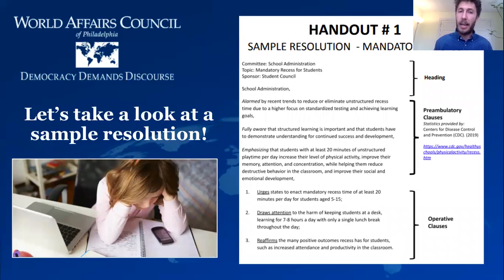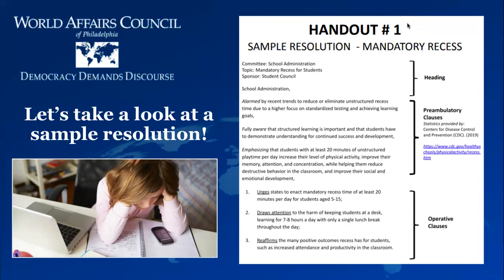There are 3 sections to a resolution: the heading, the preambulatory clauses, and the operative clauses. Each of these sections is equally important to each other, and so all 3 of them need to be contained in a resolution to make it a complete resolution. We'll go through each one of these individually, but a resolution has a little bit of a strange formatting if you're not familiar with it.